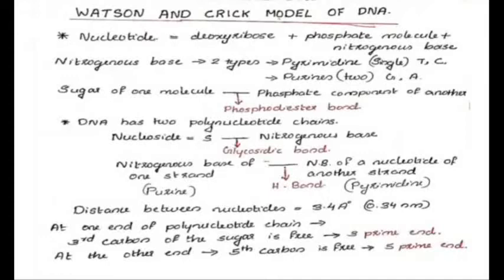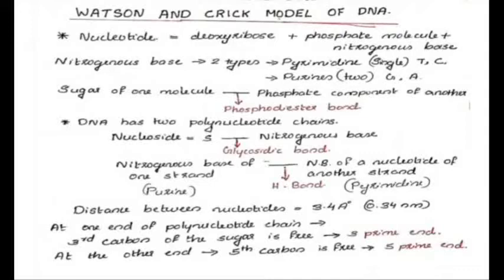Each nucleotide is made up of three chemical components, namely a phosphoric acid, a deoxyribose sugar, and a nitrogen base. The 5-carbon sugar, that is deoxyribose sugar, has one phosphate esterified at the 5th position of the sugar ring and one nitrogenous base attached at the 1st position.